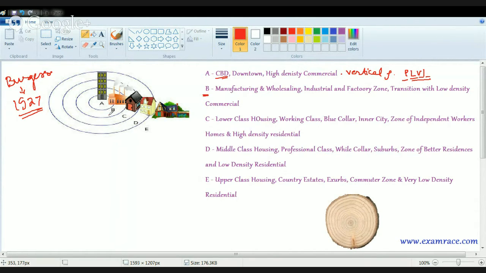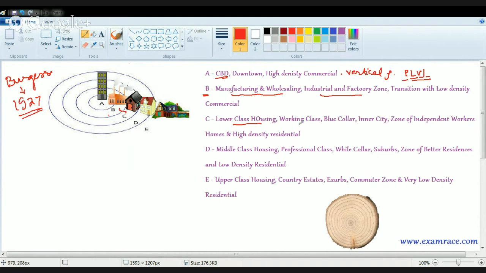Next is zone B, that is the manufacturing and wholesaling zone, which deals with industries and factories in this region. It is known as the zone of transition. It is basically a low density commercial population, since there are a lot of manufacturing and industries in this region. Next to it is the region of low class housing where the working population lives. According to Burgess, this working population prefers to live close to the industries, so they don't have to commute a lot. They can even walk to the factories.